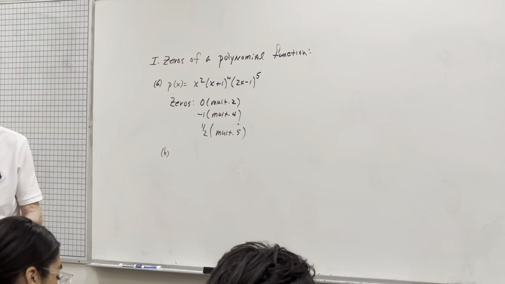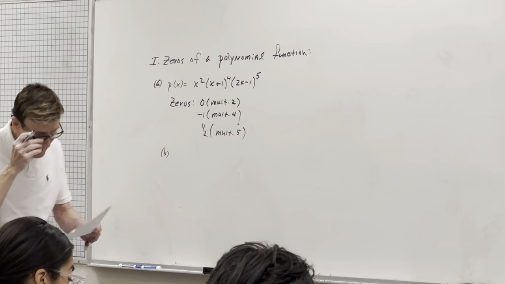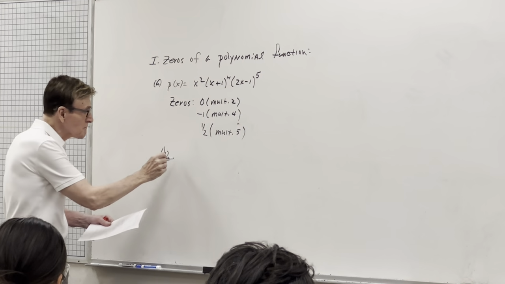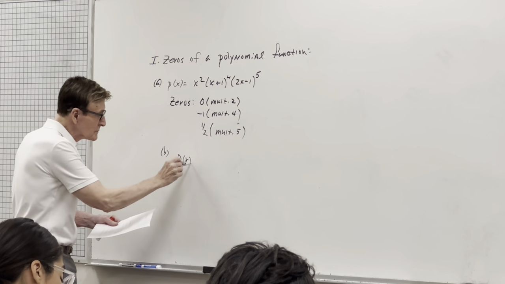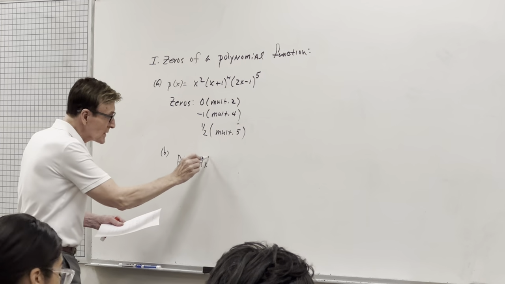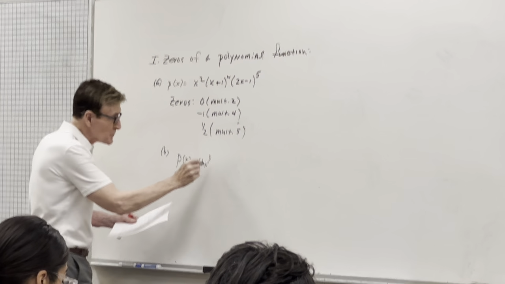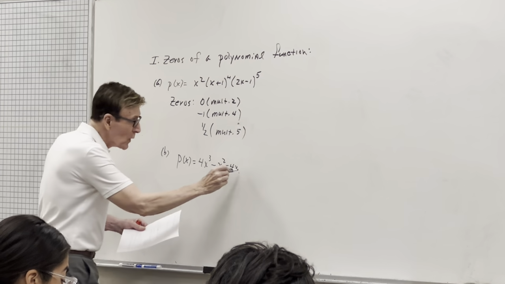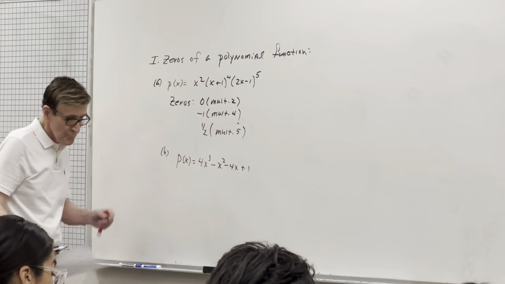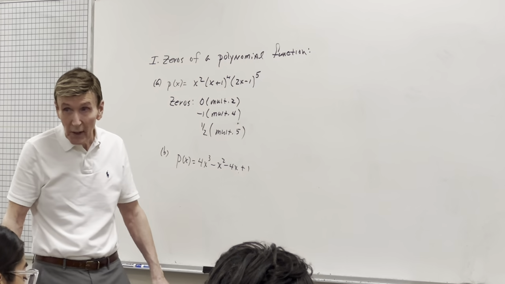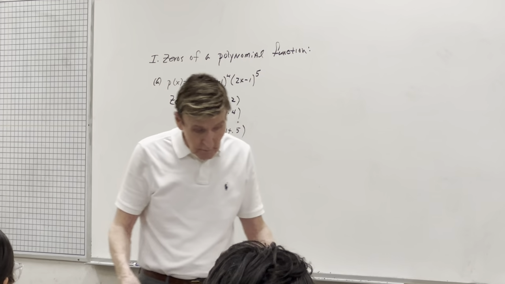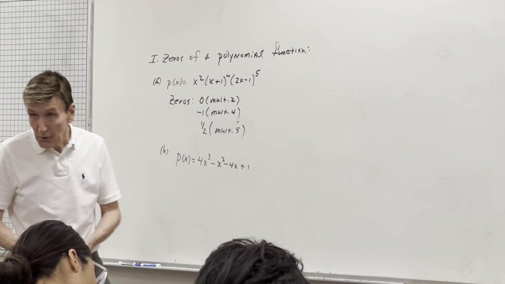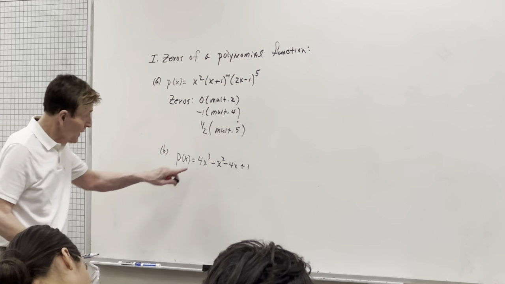Yeah. Now, next, try to find the zeros. Next one looks like this. Hang on. Why not? P of x equals, we'll lead you into it, 4x cubed, subtract x squared, subtract 4x plus 1. That's a polynomial function. How many zeros should there be? What's my degree? What's my highest exponent? 3. You've got to find 3.